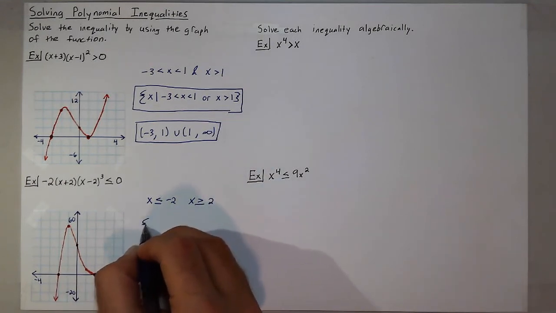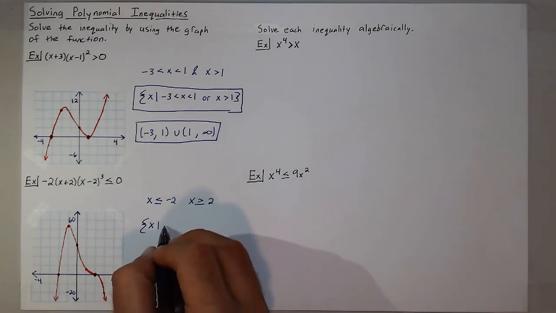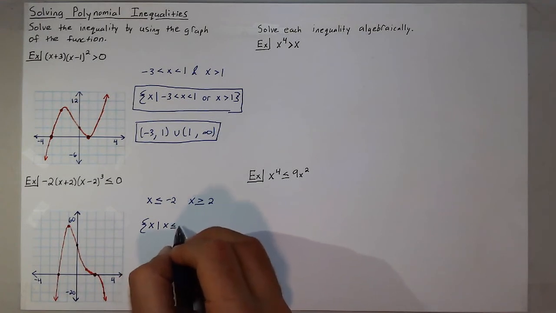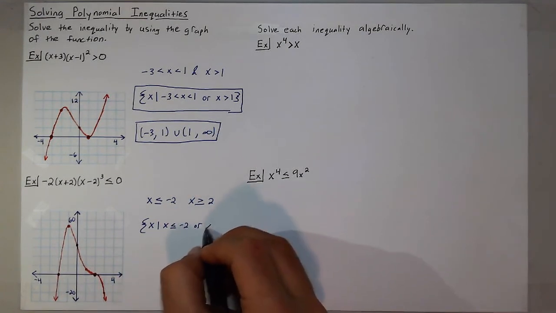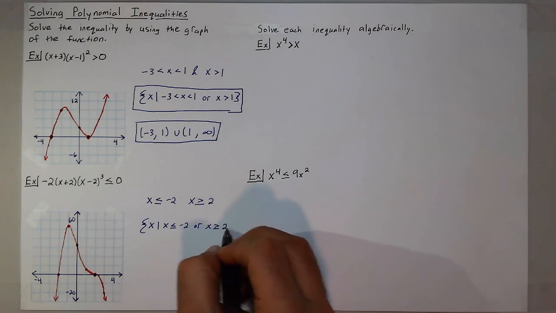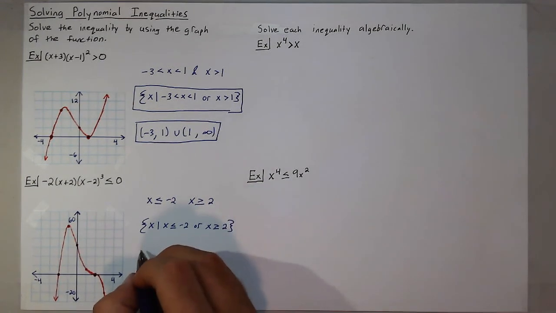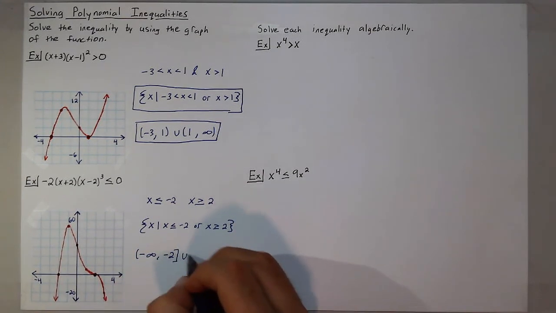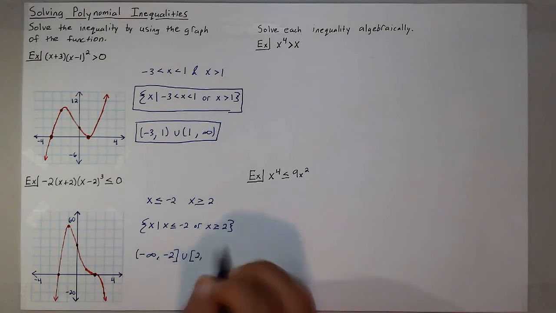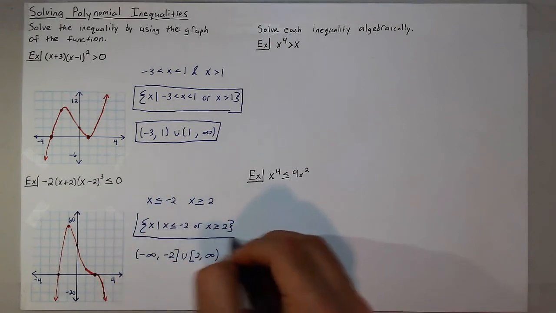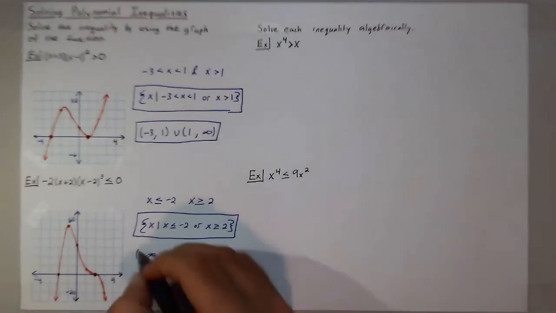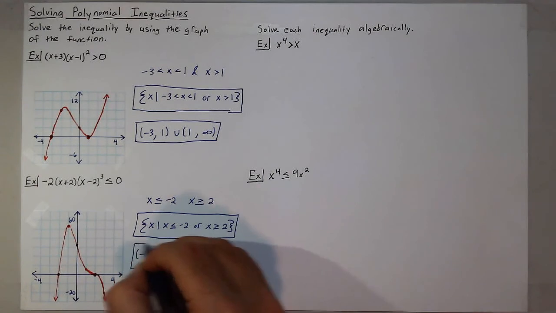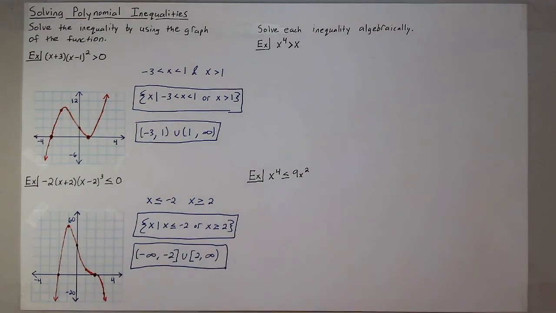So my solution would be all real numbers x such that x is less than or equal to negative 2, or x is greater than or equal to 2. In interval notation, this will look like negative infinity, comma, negative 2, with a bracket to include the negative 2, union bracket 2 to include the 2, infinity. So the top is set notation, the bottom is interval notation. Both mean the same thing, they just look a little bit different.